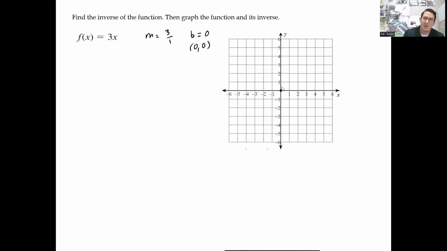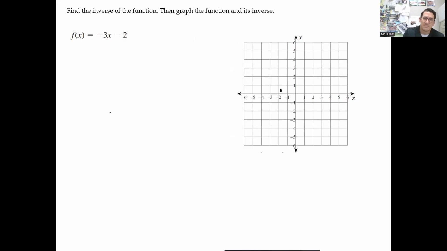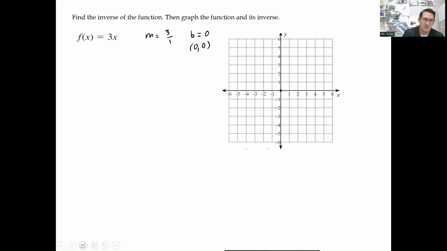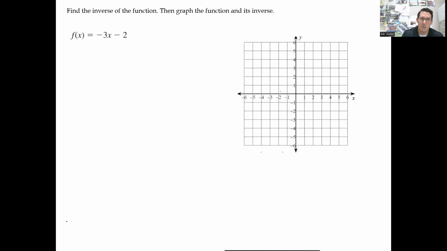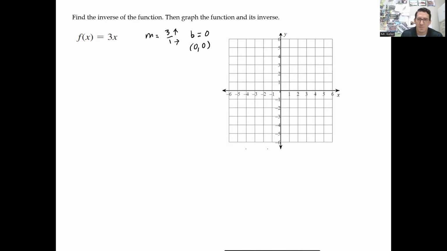From that point, using the slope, I'm going to go up 3, right 1. Put a point, up 1, 2, 3, right 1. Put a point, up 1, 2, 3, right 1.